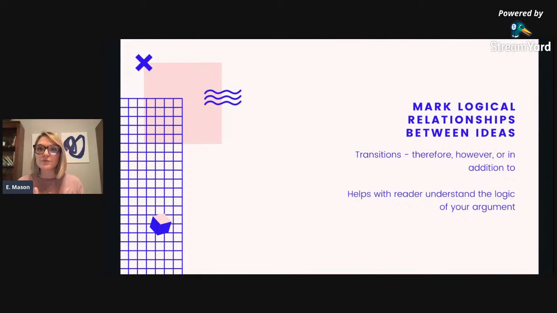So mark logical relationships between ideas. That means using transitions like therefore, however, or in addition to. Those kinds of words show that there are relationships between the ideas or words you are writing about. Also, it helps the reader understand the logic of your argument by including words like that. And by showing the logical relationship, it helps the reader understand it more.